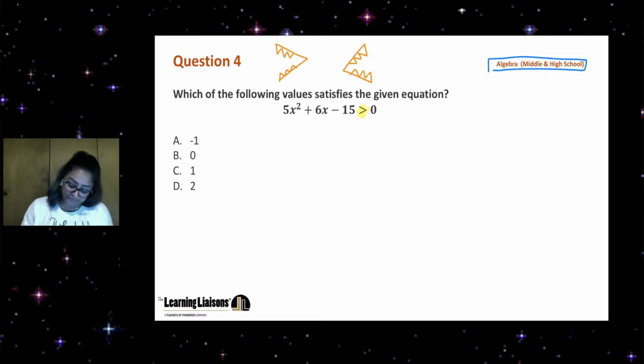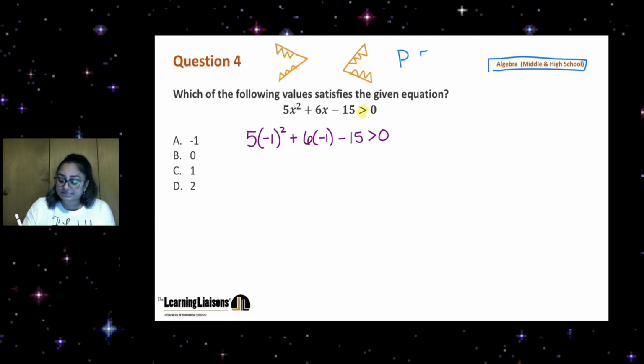So that means that you have to start with whatever number you want to. I think people kind of like telling me to start with 2, so that's okay. We'll start with 2. Well, I'll do a number before 2. That should give you a hint. Let's do -1. So 5 times -1 squared plus 6 times -1 minus 15 is greater than 0. So you just want to do the math. Remember, PEMDAS, please excuse my dear Aunt Sally, right?